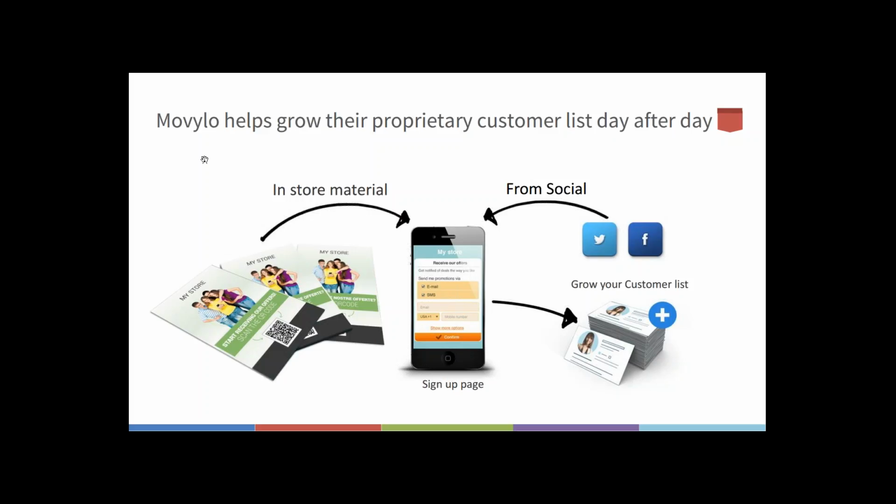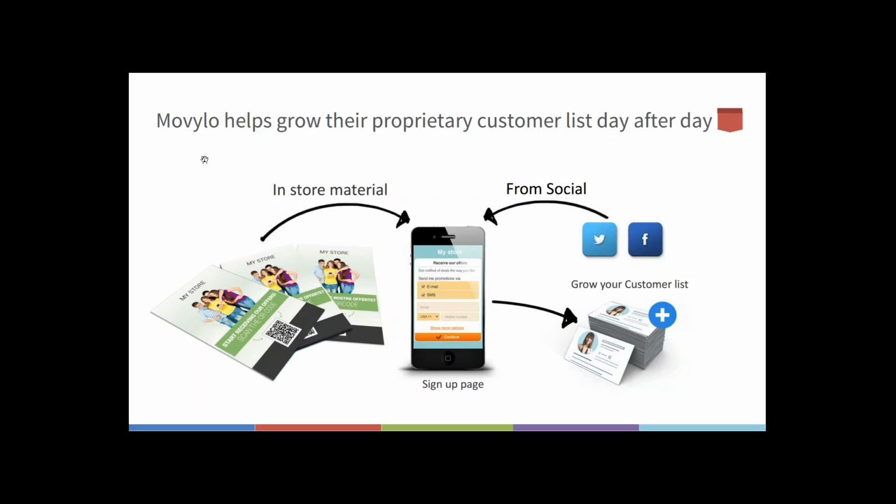From the platform, you can produce in-store material yourself, like flyers, posters, and cards, and we can also produce everything for you and ship it to your door. And you can connect your own social pages to grow your customer list.